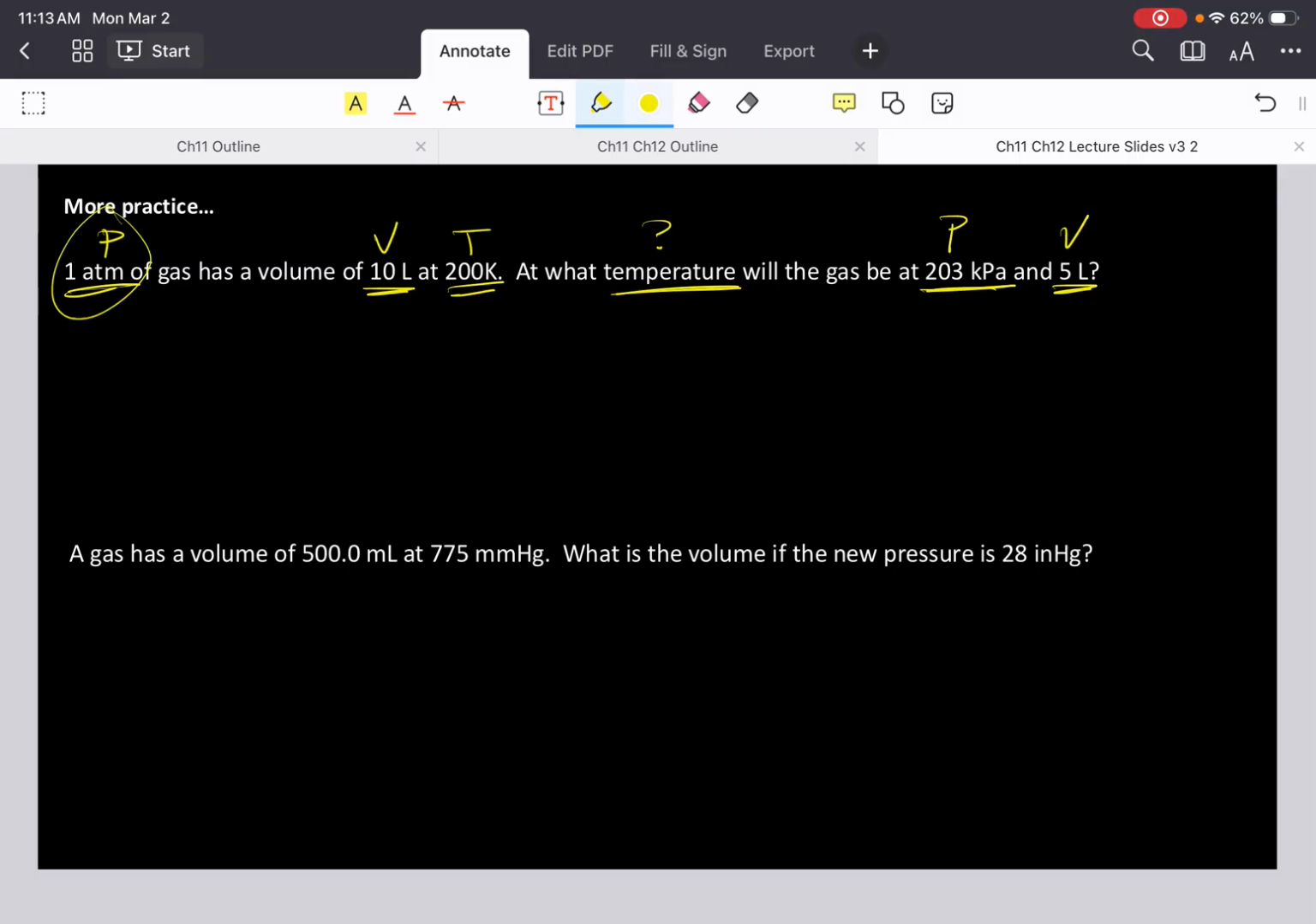Right, our pressure units don't match across the way, which means that we have to fix that problem as we start. Which one you choose to change is up to you. It doesn't matter. They just need to match across the equal sign, right? So let's go ahead and set this up.